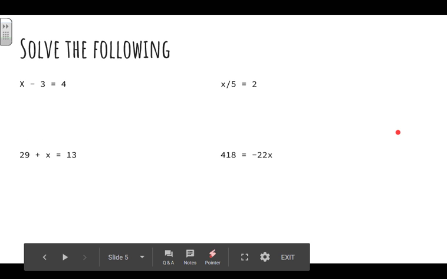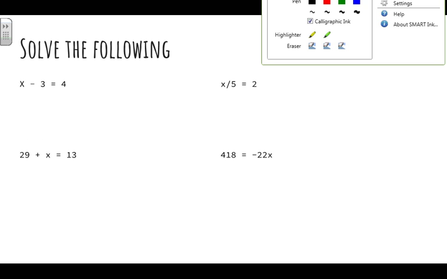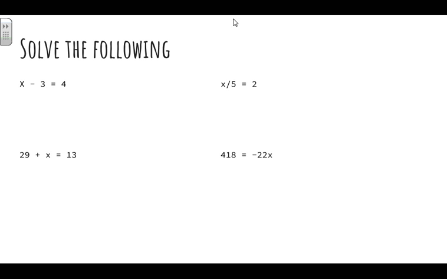We have a few more practice problems. Since I have the time, and if you don't, go ahead and stop the video, I'm going to go ahead and solve these. So this first equation, x minus 3 equals 4. In order to solve, we're going to add 3 to both sides of our equation since 3 is being subtracted from x. So we get our answer is x equals 7. Over here, x divided by 5 equals 2. In order to solve, we're going to multiply both sides of our equation by 5. And we see that x equals 10.